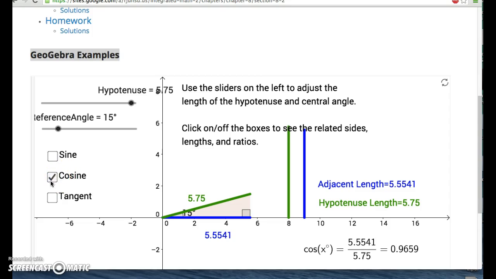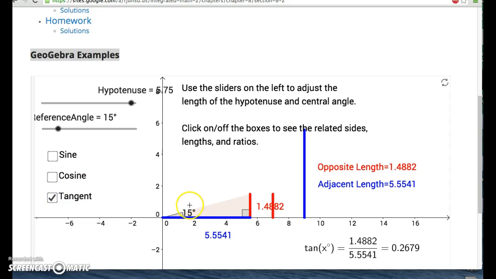Next is tangent. Tangent is the relationship between the opposite length and the adjacent side. So it's a fraction with opposite on top divided by adjacent on the bottom. There's no hypotenuse involved here. Right now we have 1.04 divided by 5.5, and if you divide it, you get 26%, which says that the red line right here is 26% of the blue line. So if you stack 4 of these on top of each other, you'll get to the blue, give or take a few degrees.